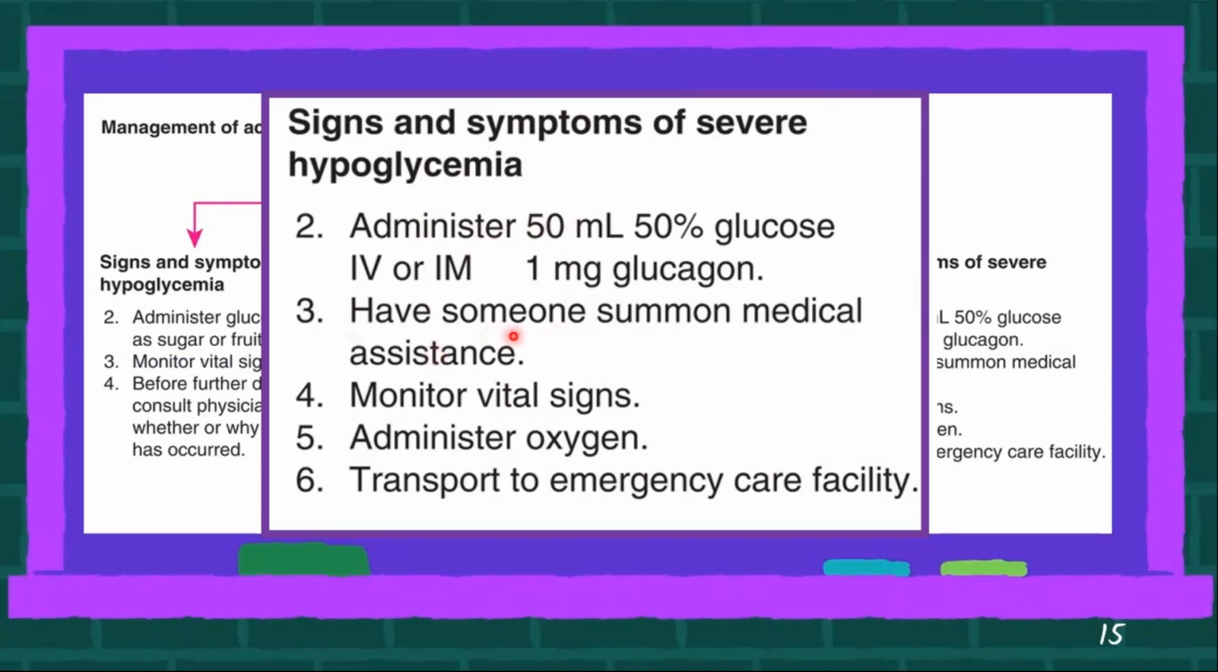Severe hypoglycemia requires immediate administration of 50 ml of 50% glucose intravenously or, intramuscularly, 1 milligram of glucagon. Ensure someone calls for medical assistance immediately. Continuously monitor the patient's vital signs to assess their condition. Administer oxygen to help stabilize the patient's breathing. Transport the patient to an emergency care facility for further treatment and monitoring.